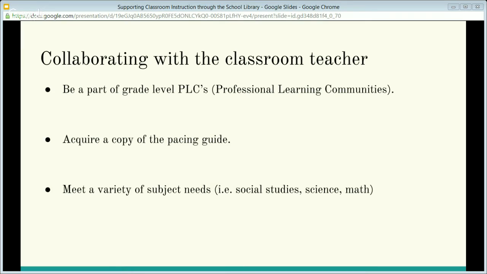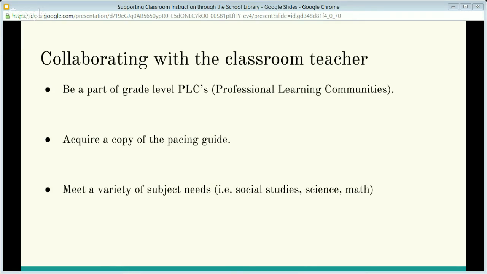Lastly, as it relates to collaborating with the classroom teacher, meet a variety of subject needs. I know that you're a librarian, we work in libraries, and so it is just common for everybody to focus on English language arts, which is great. I mean, kids should be reading. We should be encouraging the kids to read. But I think meeting a variety of subject needs, well, you know what?